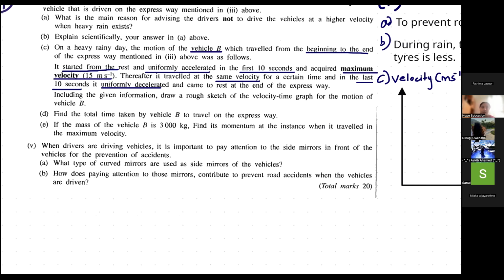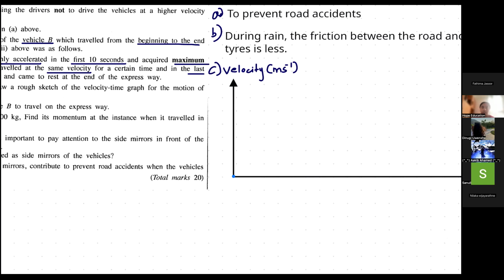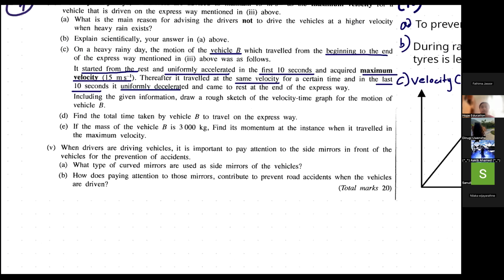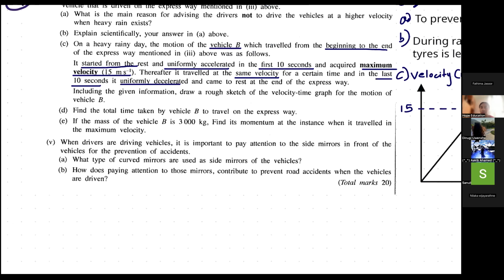This starts from rest and uniformly accelerates in the first 10 seconds. So first 10 seconds. And it acquired a maximum velocity of 15 ms minus 1. Thereafter, it traveled at the same velocity for a certain time. After that, it travels at that velocity for some distance.